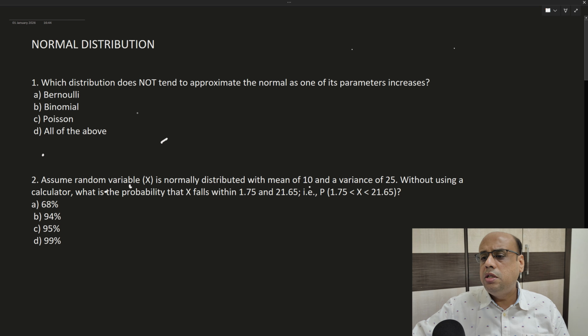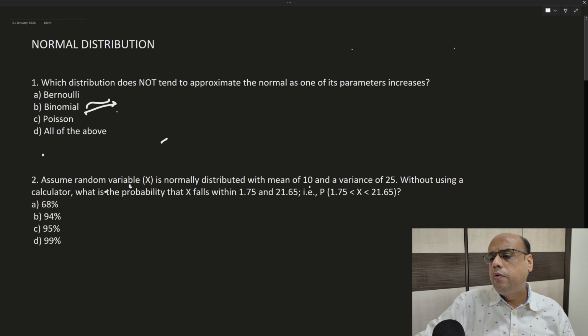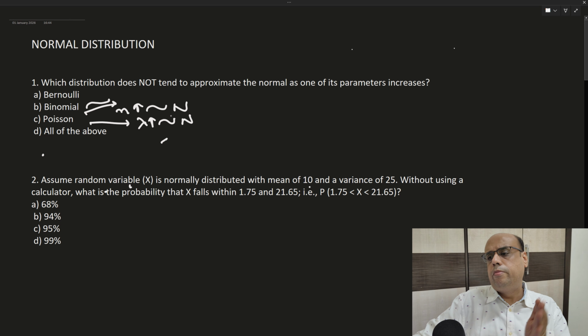The first question is, which distribution does not tend to approximate the normal? So we know, for binomial, when n increases, this becomes normal. For Poisson, when lambda increases, it approximates to normal. For Bernoulli, there is no such case. So the correct answer is A.